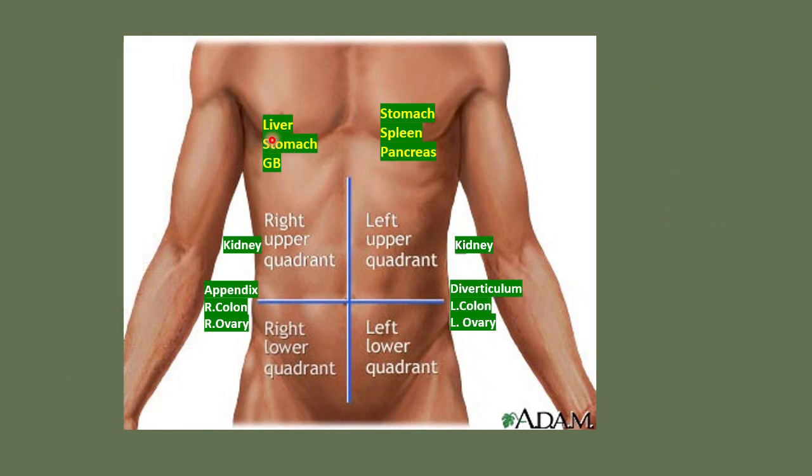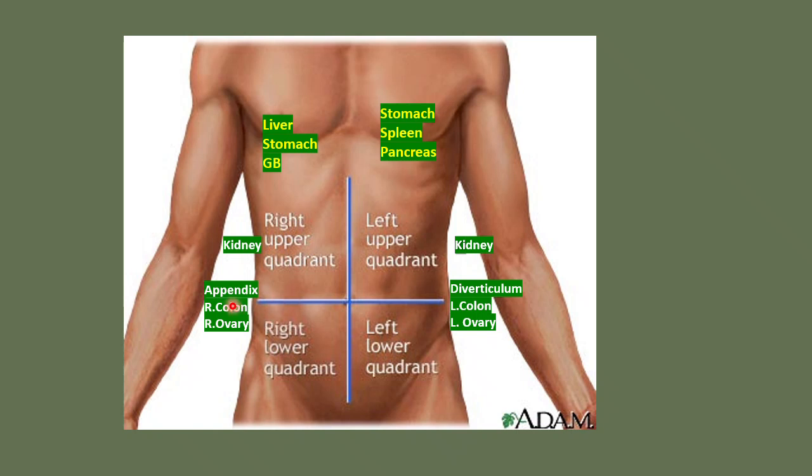For convenience, the abdomen can be divided into 4 large quadrants. Here you've got a right upper quadrant, left upper quadrant, right lower quadrant, and left lower quadrant. Each of these quadrants contains various important organs. In the right upper quadrant, the main ones are the liver, stomach, gallbladder, and part of the duodenum. And in the left upper quadrant are the stomach, spleen, and the pancreas.